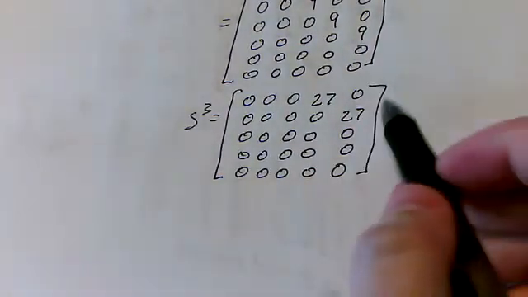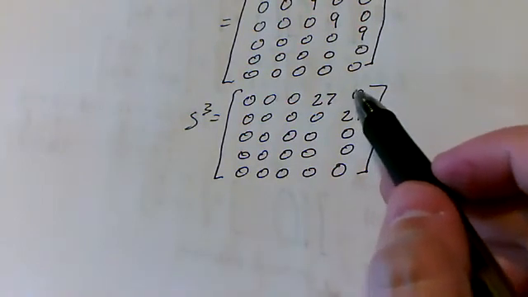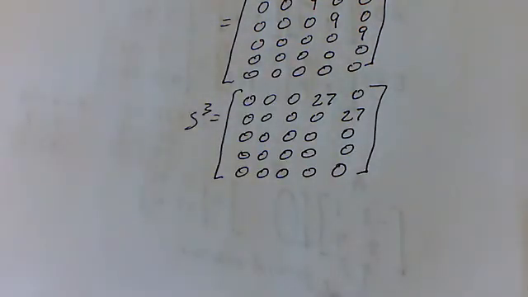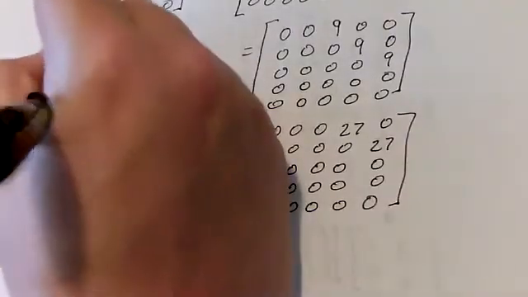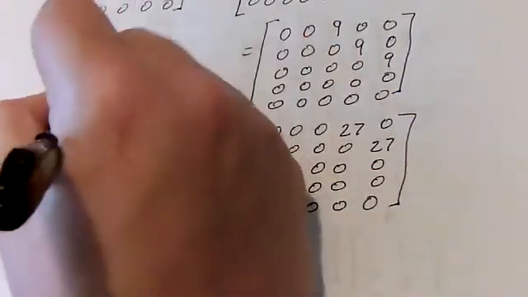Okay, so S to the fourth would put 81 here in the upper corner. And then when I went to S to the fifth, I would actually push it totally off, and S to the fifth would just be a matrix of all zeros. It would be the 5 by 5 zero matrix. Okay. Now notice when I'm talking about powers of matrices, I only have powers for square matrices. Okay. So S to the k power is defined only for square matrices.